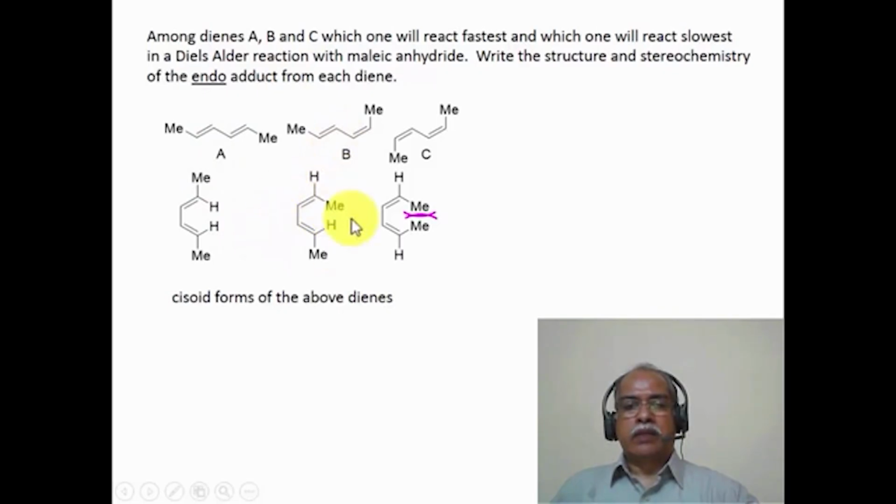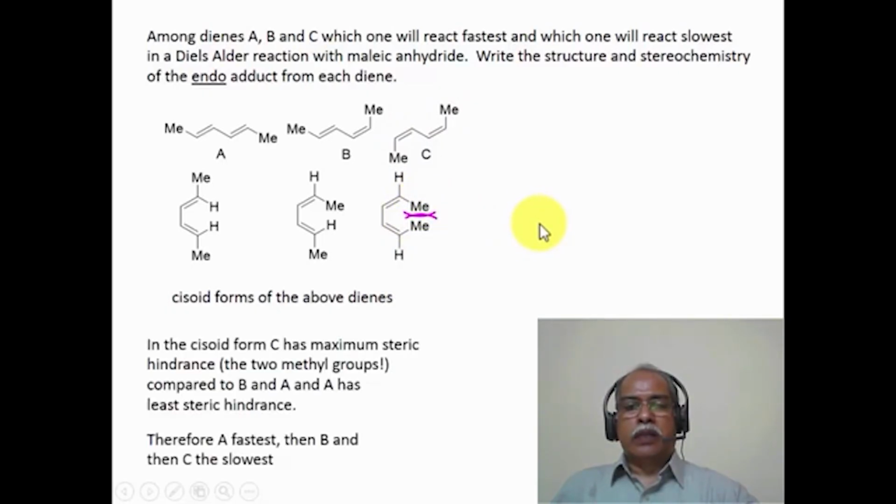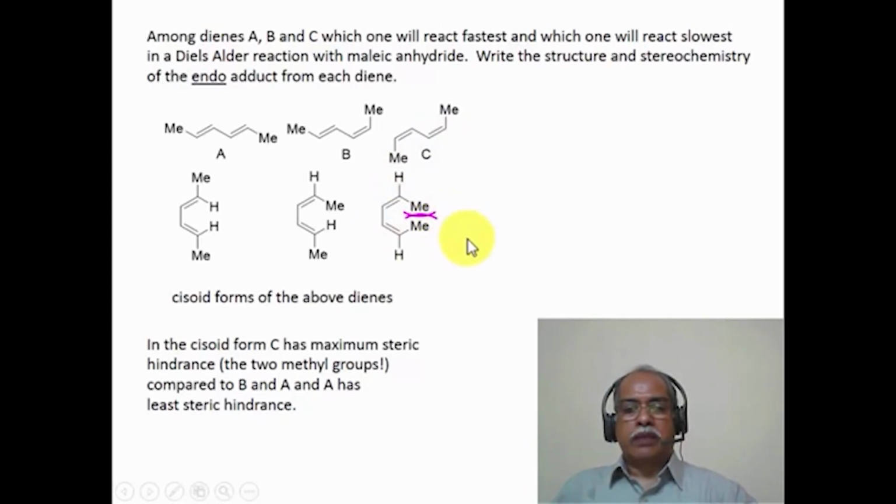Similarly, B is converted into the cisoid form, which is this form, and C is converted into the cisoid form in this form. If you consider all the cisoid forms, in the molecule C, where the two double bonds are cis with respect to each other, the cisoid form brings the two methyls in close proximity with respect to each other. So the two methyls are sterically hindered in the C form, so it would not like to exist in this particular conformation. Predominantly it will exist in the transoid conformation. So from the reactivity point of view, this will be the least reactive because the concentration of the cisoid form is going to be bare minimum in this particular case.